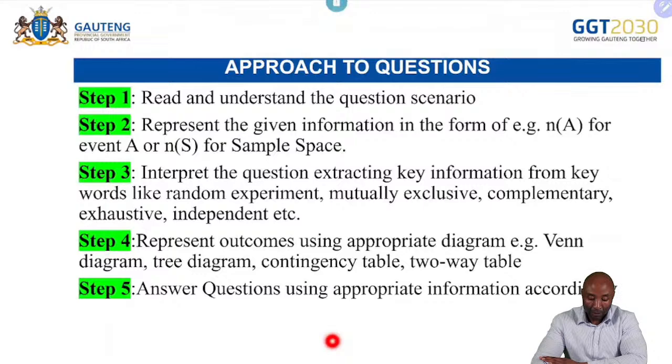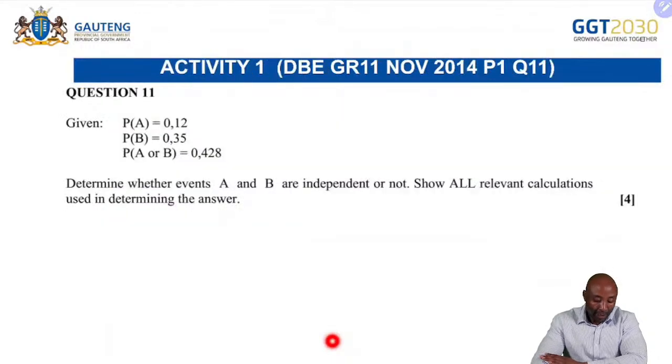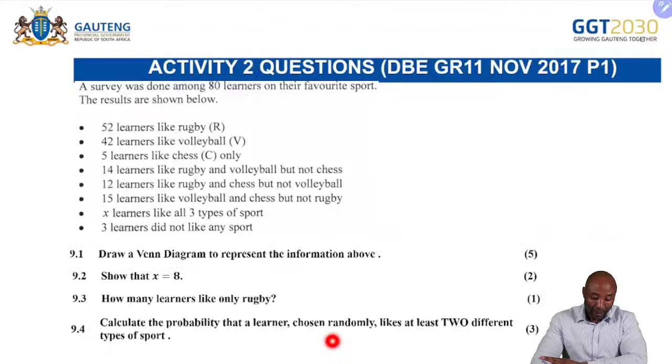I hope this helped you. You will take a picture of this one. You will do it later on at home because time is not on our side, but these are the kind of questions that are examinable. And there is another one. You can take a picture of this one for homework, and you should be able to draw a Venn diagram to represent the information, and you are going to use your Venn diagram to help you answer 9.2 up to 9.4.